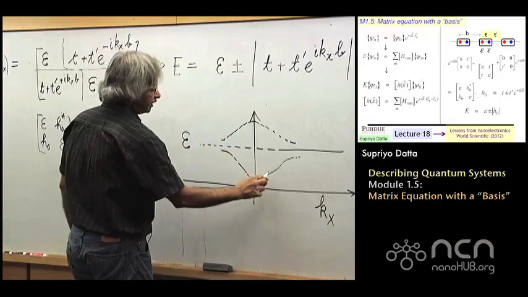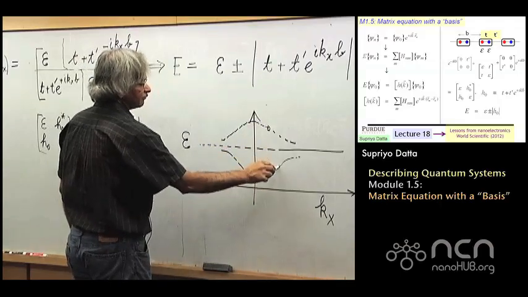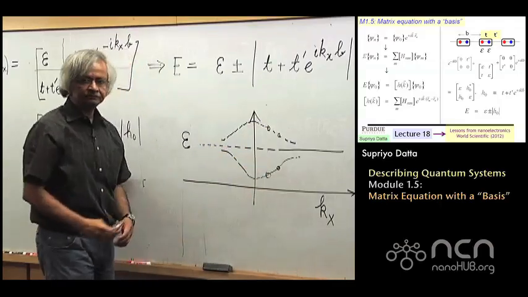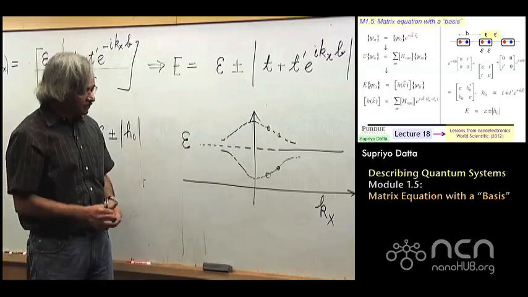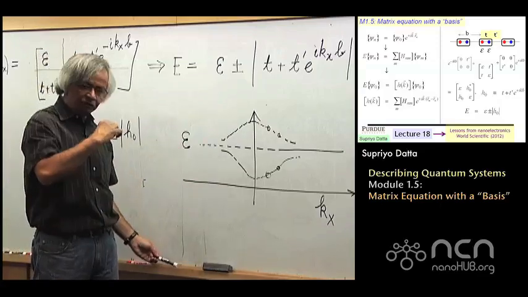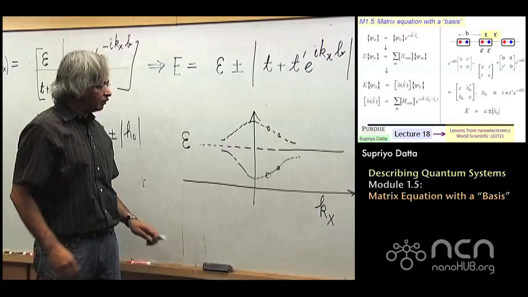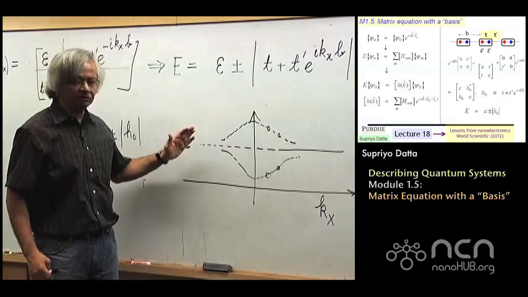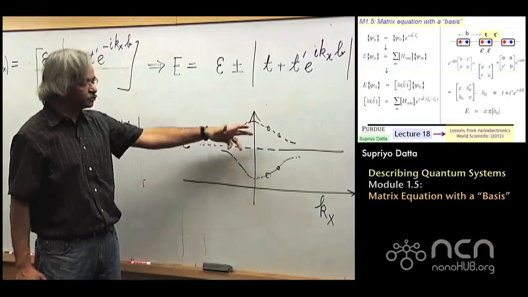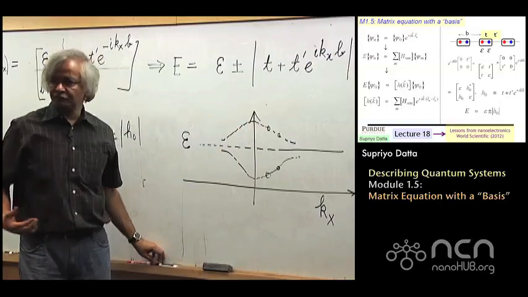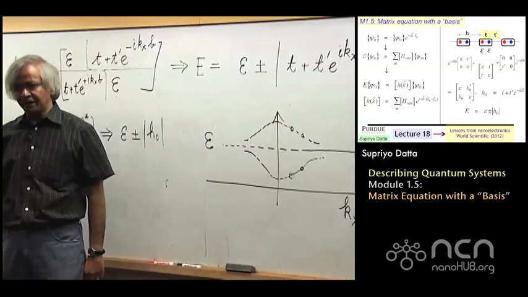So for every k, there are two eigenvalues. And so previously, when you had the uniform 1D thing, when you plotted E versus k, there was just one branch, whereas now it is two branches. And in general, of course, band structures usually have many branches.